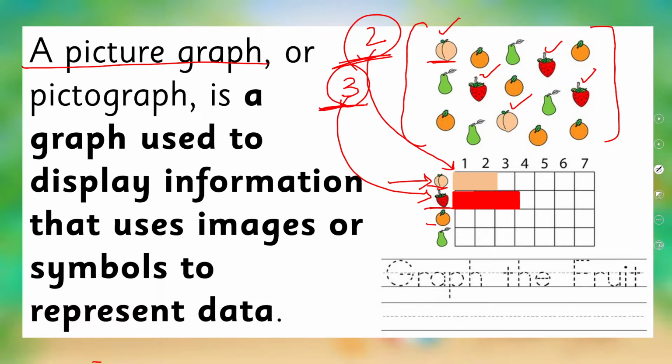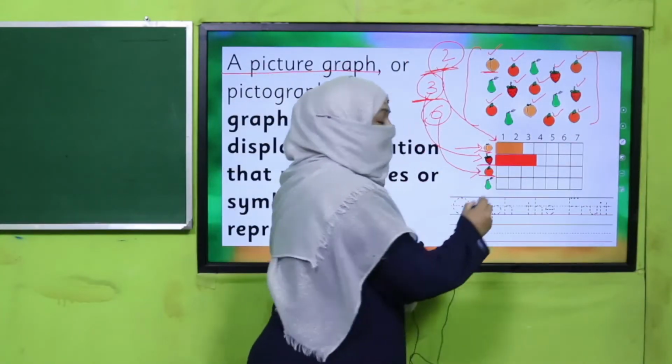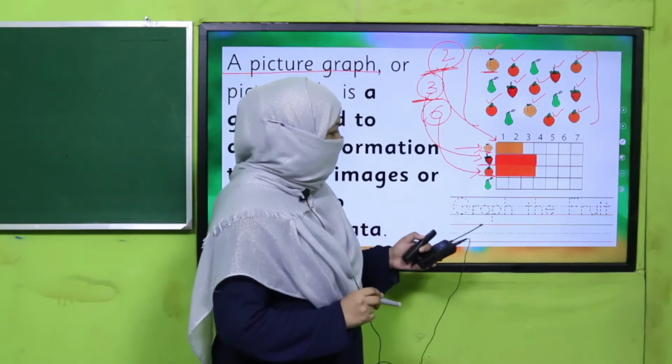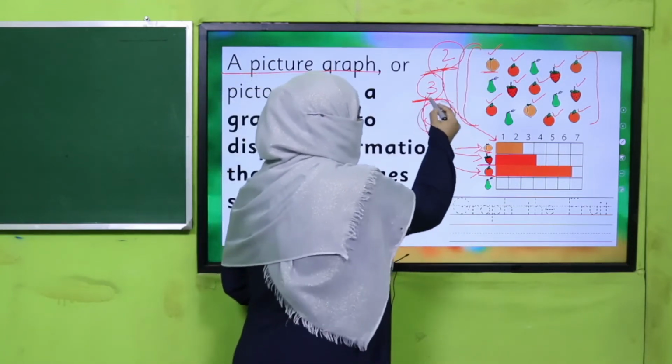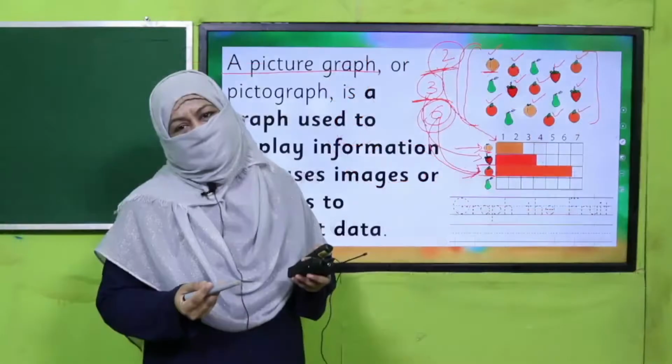The third fruit is orange. How many oranges are there? 1, 2, 3, 4, 5, 6. This is how we write in number. How will we present this data in this graph? We'll fill how many boxes? 6. 1, 2, 3, 4, 5, 6. Now this information and this information is the same, only the way we are presenting is different.